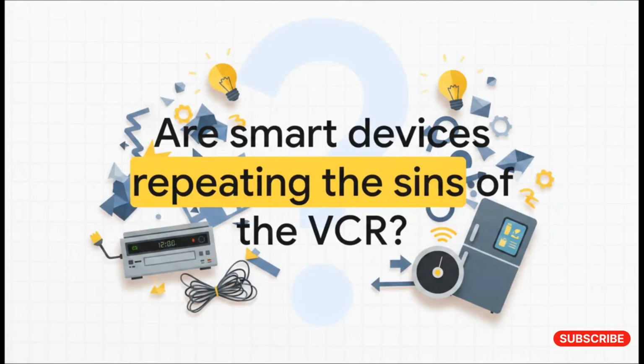And I want to leave you with a slightly provocative thought to ponder today. Take a look around your house right now. Think about your smart thermostat, your connected fridge, or those automated lighting systems. Ask yourself, are our modern smart home devices just repeating the sins of the VCR? Are they hiding their state? Are their modes confusing? As you interact with technology this week, keep these usability principles in mind, and you might just realize exactly why that smart speaker is driving you absolutely crazy.